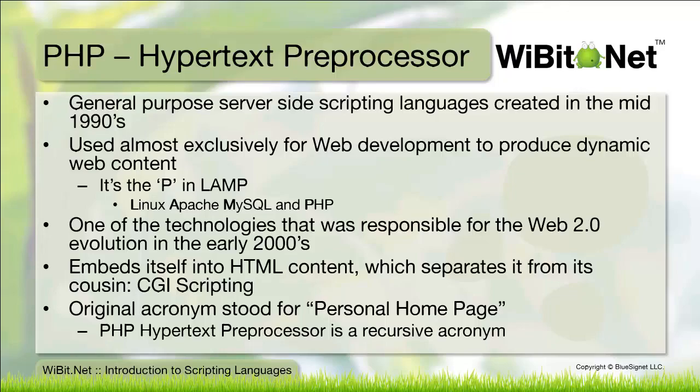PHP is embedded into HTML content, which makes it separate from its cousin CGI. CGI is basically a Perl script that generates a web page, whereas in PHP, I can actually have hypertext markup and then define tags to implement PHP logic.